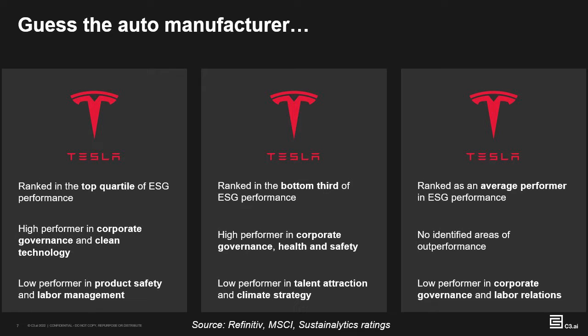So these are 3 different rating agencies that looked at the same company, looked at the same publicly available data, and reached very, very different conclusions about the ESG performance of that company. Now, if you've read any of these research reports, and you just read that one research report, you can absolutely convince yourself that they're right. And they put together a very good argument about why Tesla might be a top performer or a bottom performer or just an average performer. Each of them are totally coherent arguments.